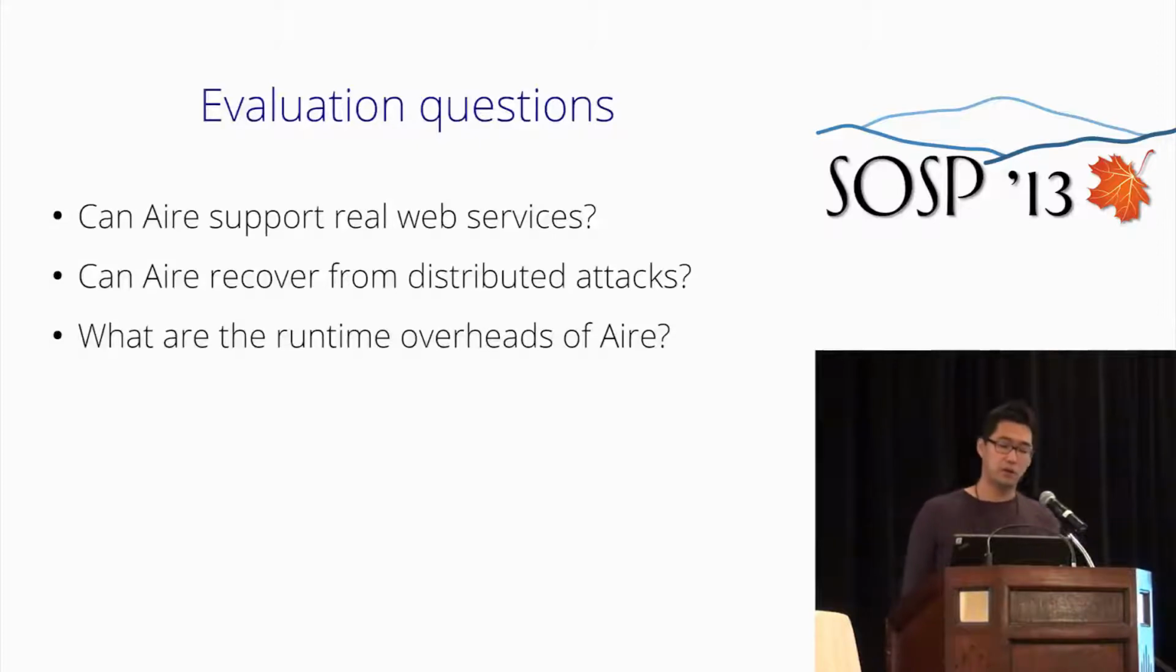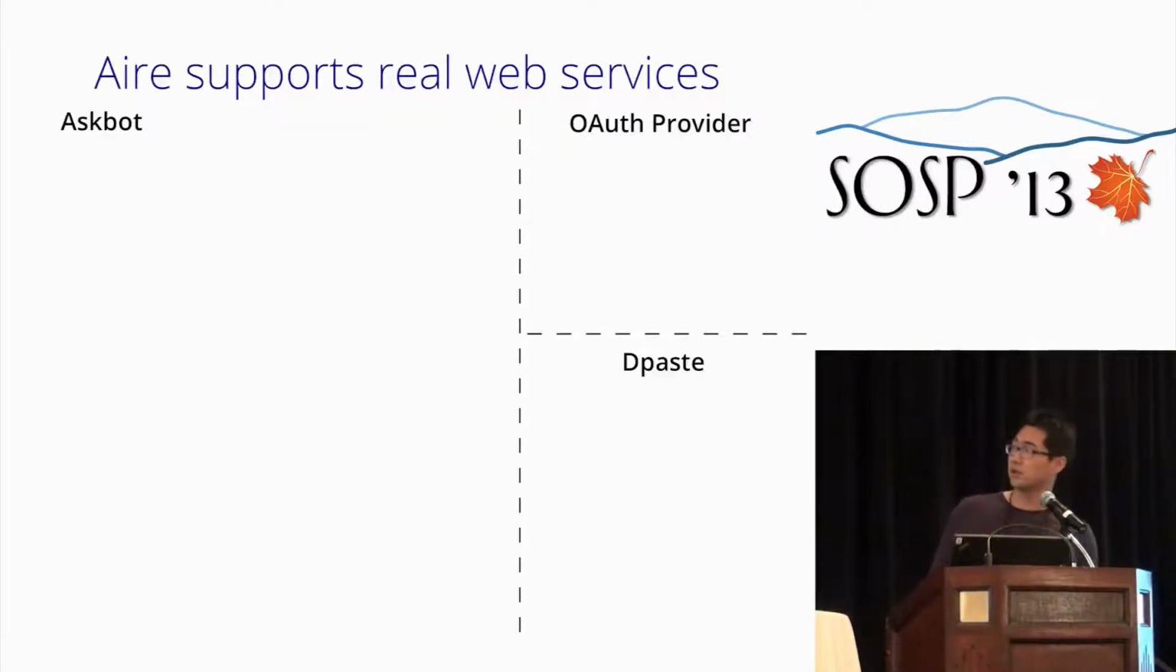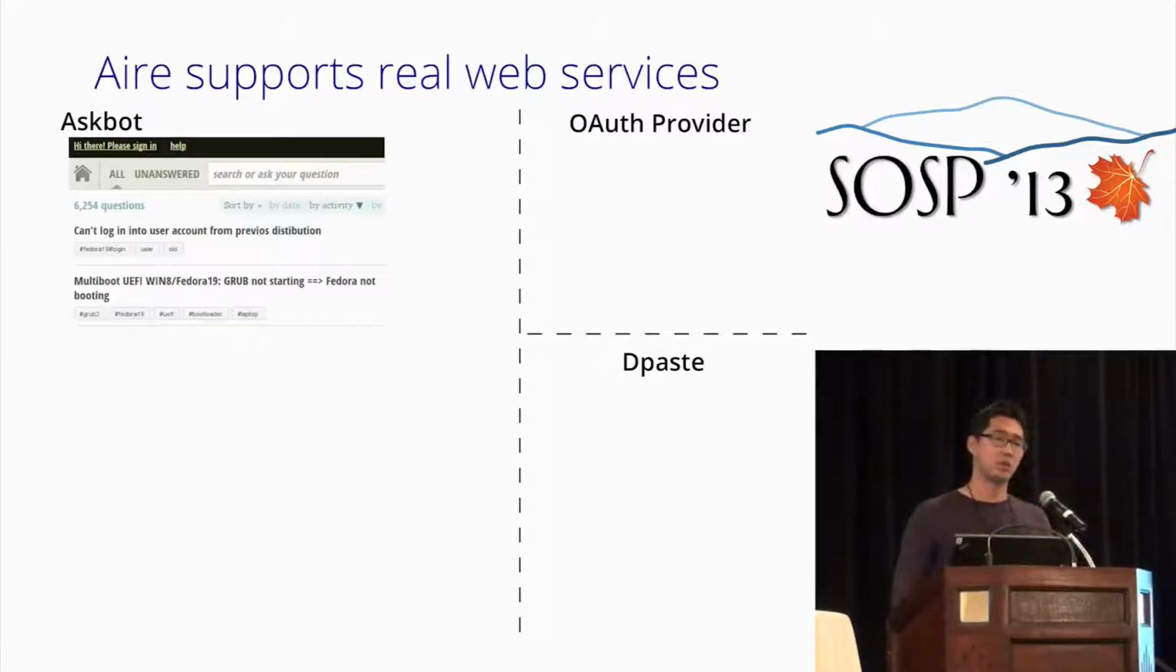We evaluate our implementation by asking 3 questions. Can Aire support your web services? Can Aire recover from distributed attacks? And lastly, what is the runtime overhead of Aire? First, can Aire support your web services? In order to demonstrate this, we ported existing Django applications to run on Aire, including Askbot and an OAuth provider. Askbot is a forum site where users can ask questions, which is similar to Stack Overflow.